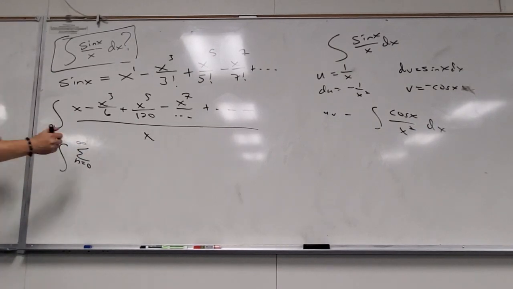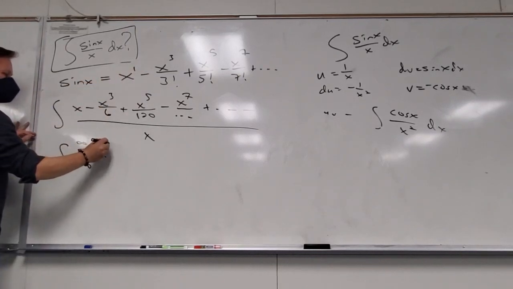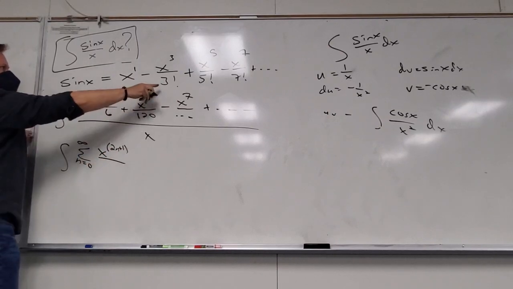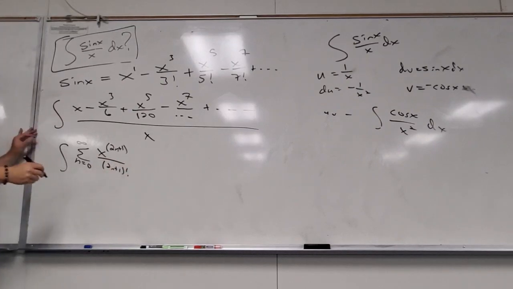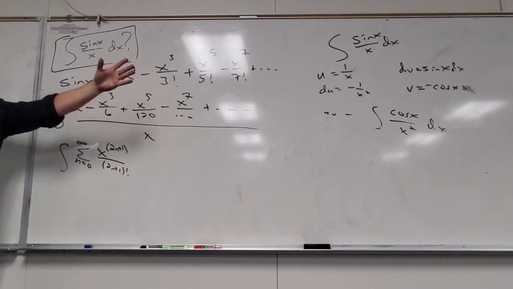Does anyone have that? It's all the odd stuff, right? So it'll be 2n plus 1 over 2n plus 1 factorial. You guys with me? Yeah. That's a lot better than trying to go infinite numbers.